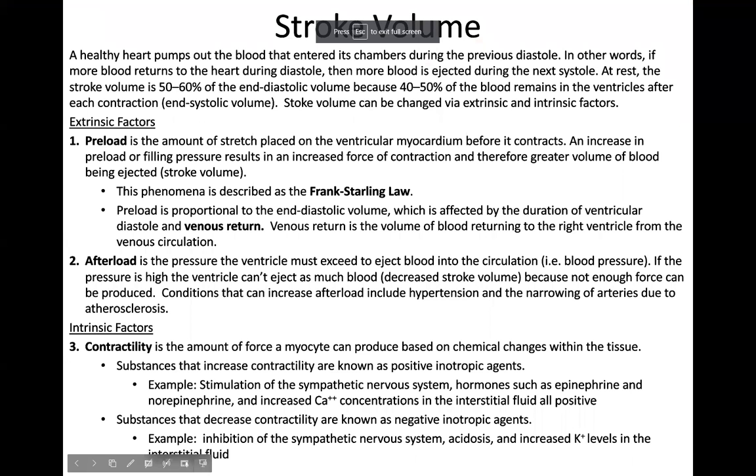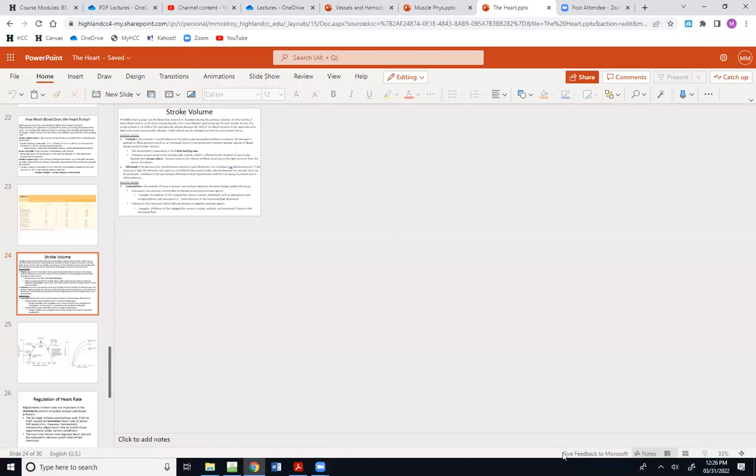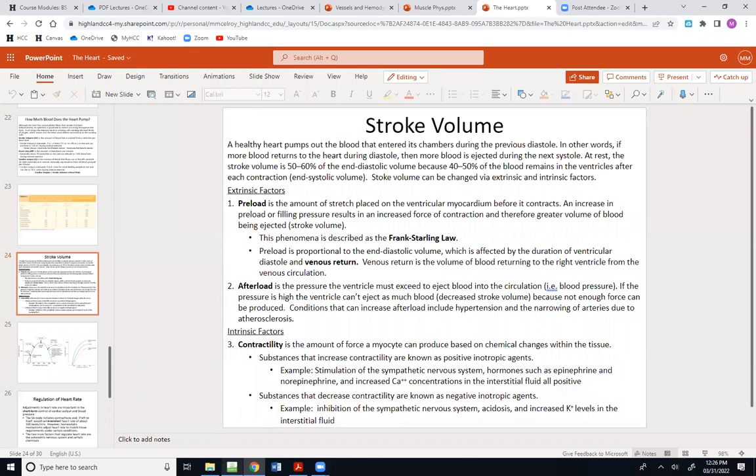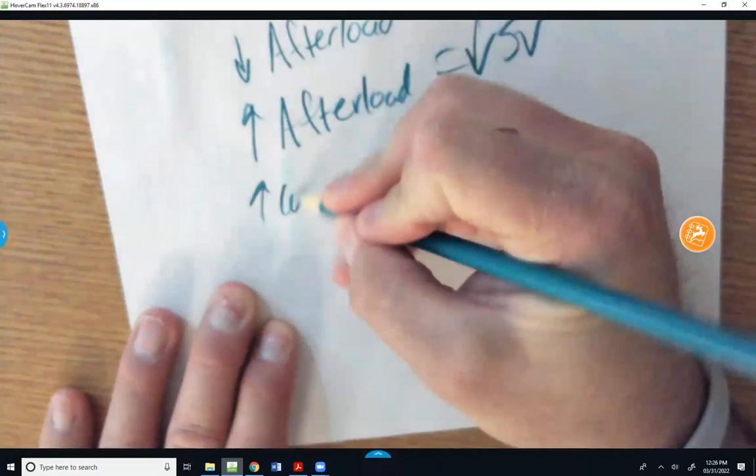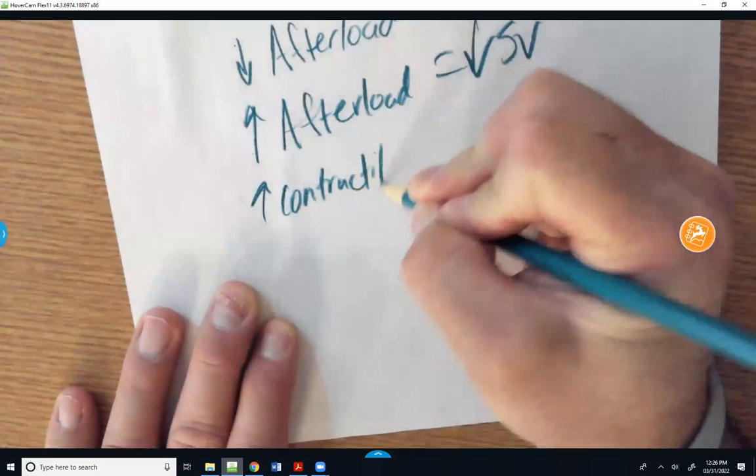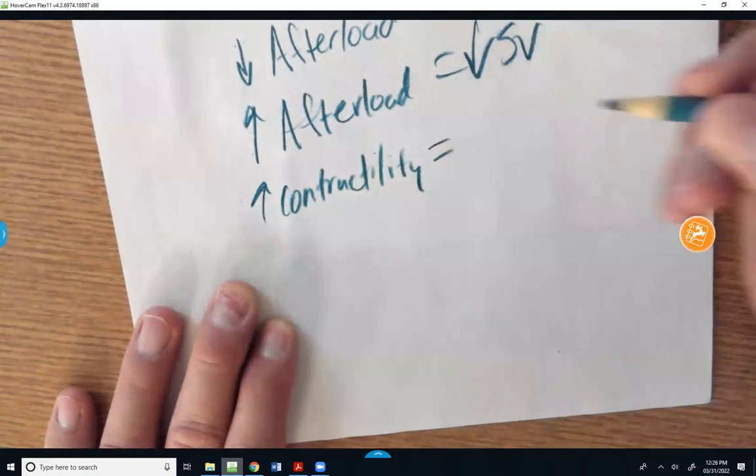Contractility is the lone intrinsic factor and can be described as the amount of force the myocyte can produce based on chemical changes within the tissue. In other words, contractility is basically a measure of how forceful the contraction is, how much force can be produced by the heart when it contracts. So if we increase contractility, that means the heart pumps more forcefully.